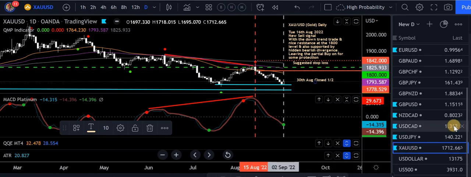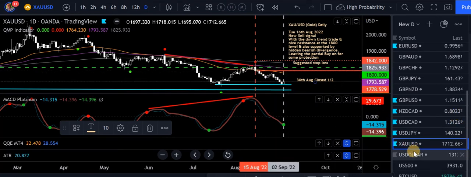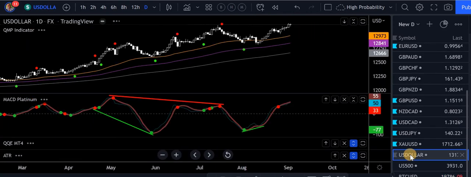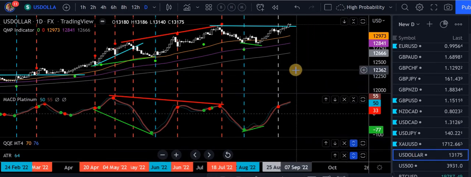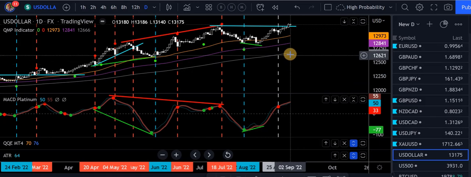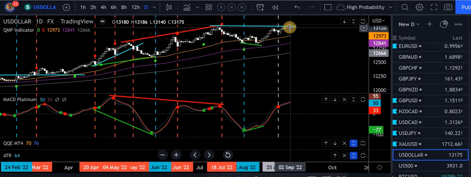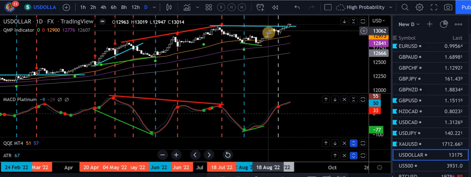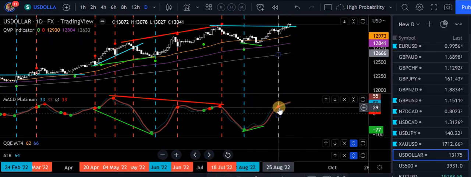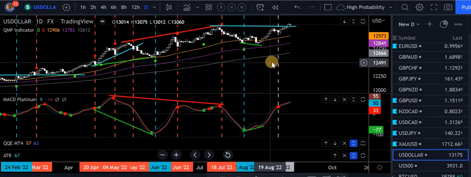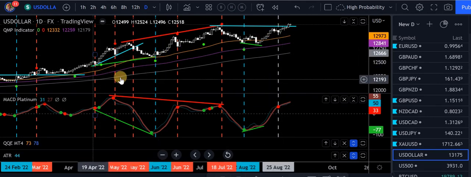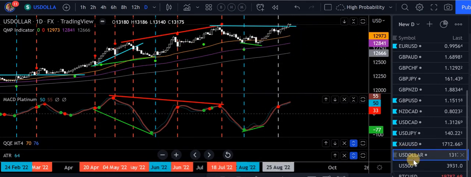That's gold. Now we'll just have a look at these three other pairs on here. They're not things I trade, but I just like to have a look, see where we're at overall in the market. This is the US dollar index, or US dollar. It's trying to break this previous high, pushed through a little bit on Friday, but not really convincing as yet. Last thing was a red dot on the MACD platinum above the zero level, so that puts me in sell mode. The trend's definitely up there.